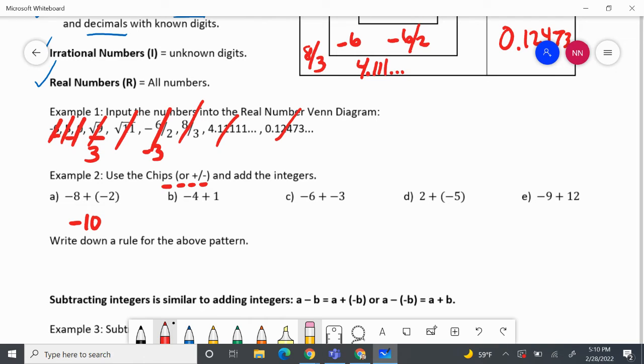Here we have 4 negatives. Here we have 1 positive. A negative and a positive cancel. They become 0. So what we're left with is -3.